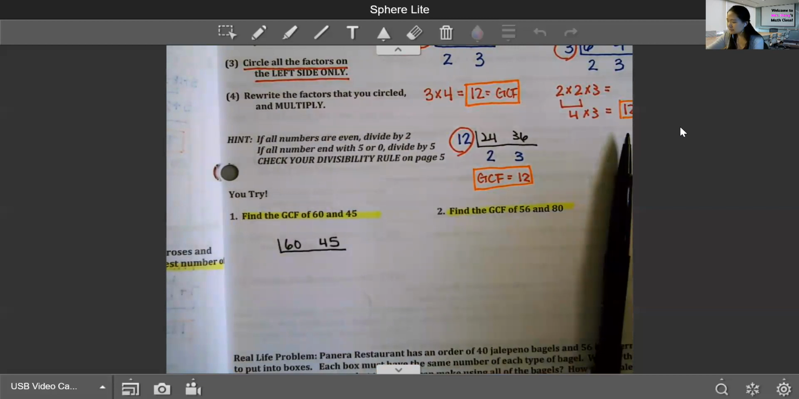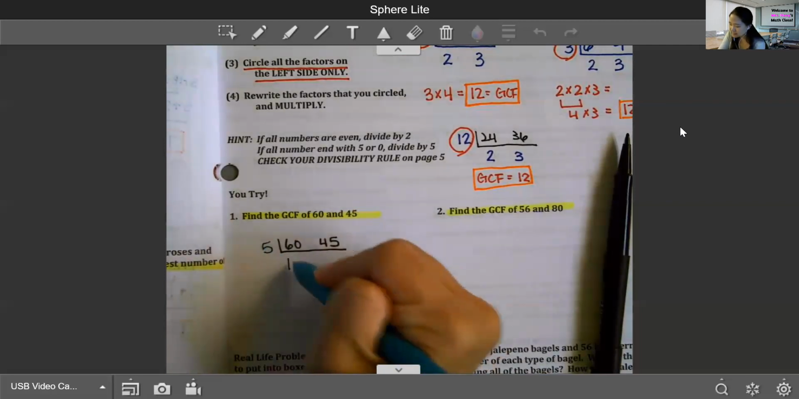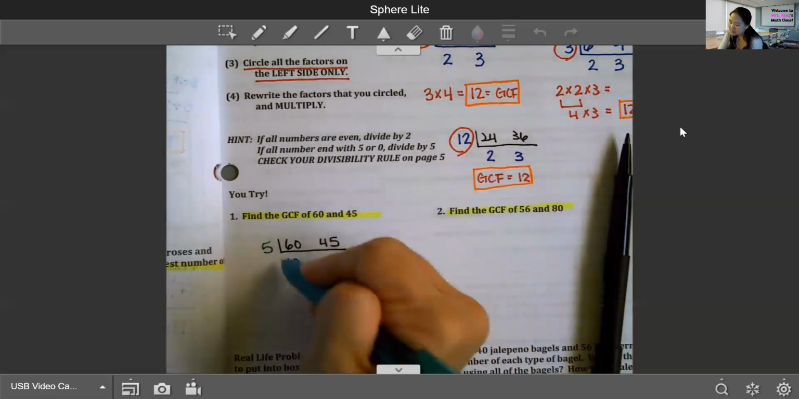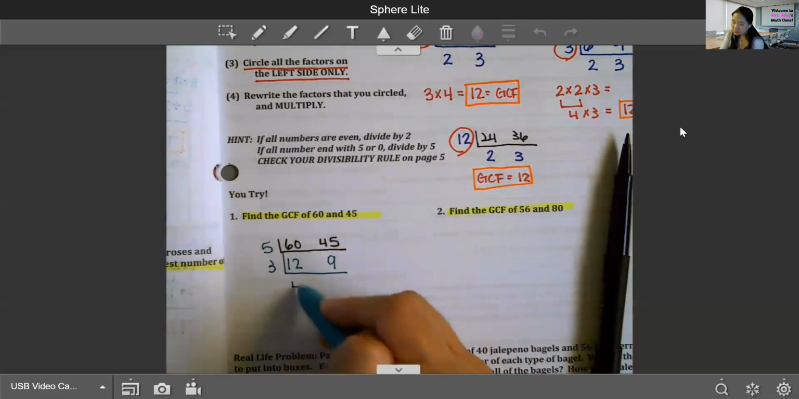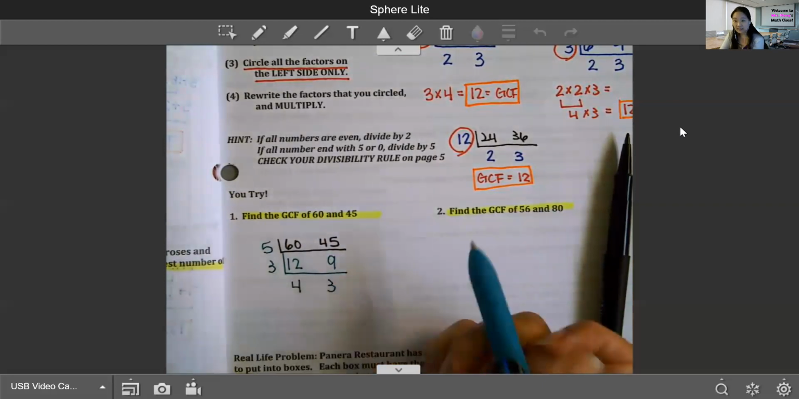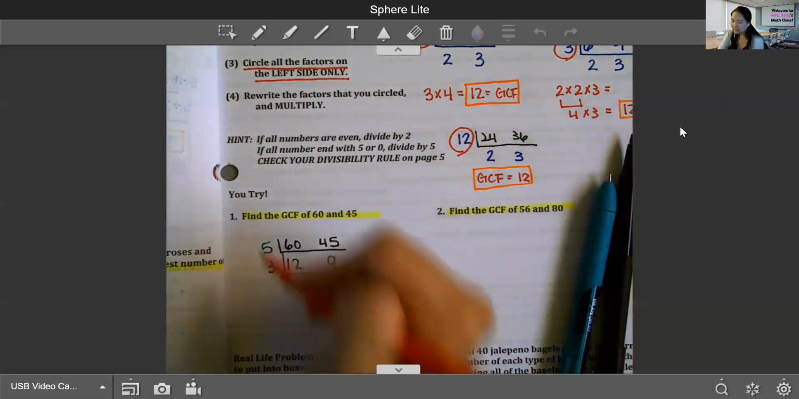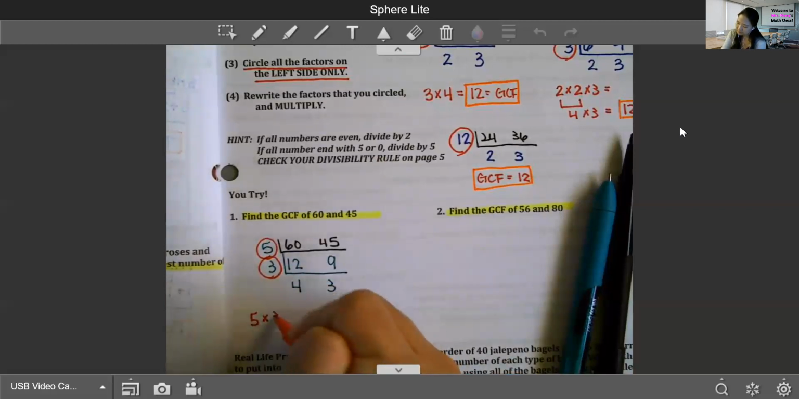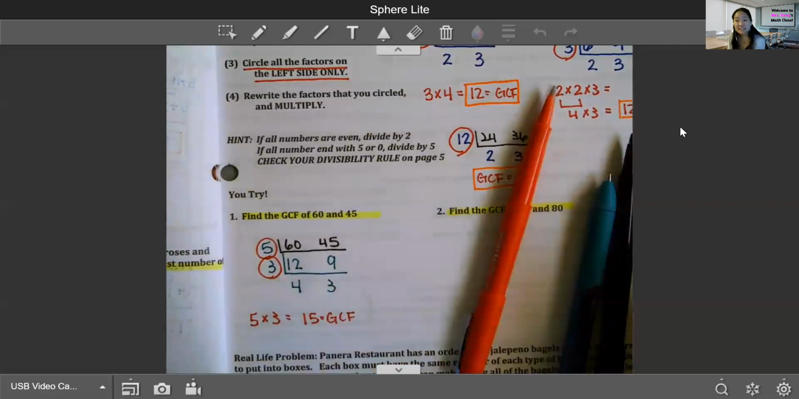When I think about 60 and 45, I always immediately think, okay, 5. That's what I always think. So I'm going to divide by 5. So 5 times 12 is 60, and 5 times 9 is 45. 12 and 9, I could still divide by 3. 3 times 4 is 12. 3 times 3 is 9. 4 and 3, I don't have any more common factors, so I stop. And then I'm going to circle the left numbers, multiply them, and my greatest common factor is 15.